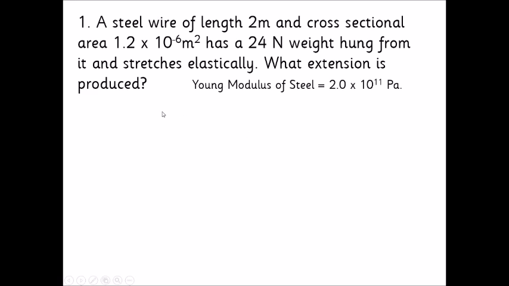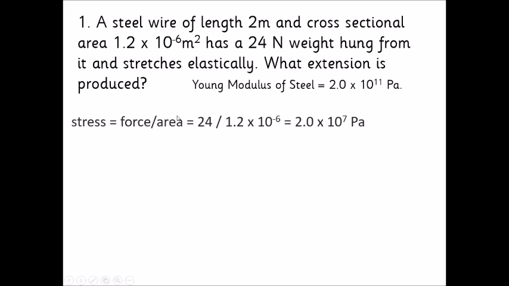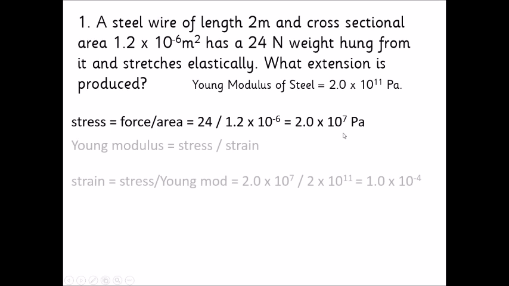These are typical questions you might get. So steel wire, 2 meters length, cross-sectional area 1.2 times 10 to the minus 6 square meters, 24 newton weight hung from it, stretches elastically, so we can remember we can only use these equations if the extension is elastic. Gives the stress as the force divided by the area, so 24 divided by 1.2 times 10 to the minus 6 gives us the stress.